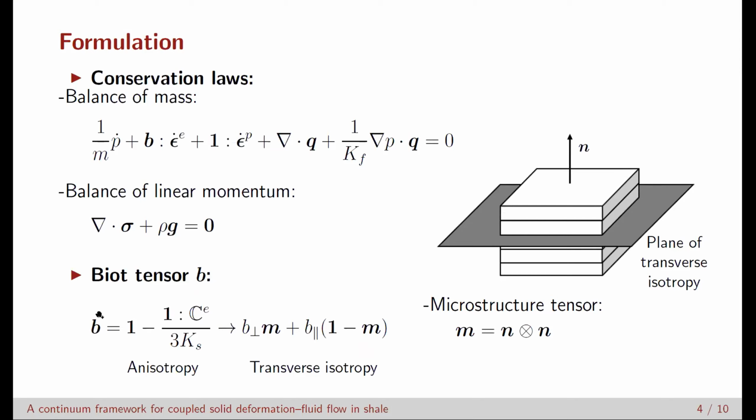And this B tensor is further evaluated in our derivation as functions of the elastic tangent modulus of the solid skeleton and also the bulk modulus of the solid constituent. For transversely isotropic materials such as shale, this formulation could be simplified with only two B coefficients along the bed normal and bed parallel directions together with the microstructure tensor.